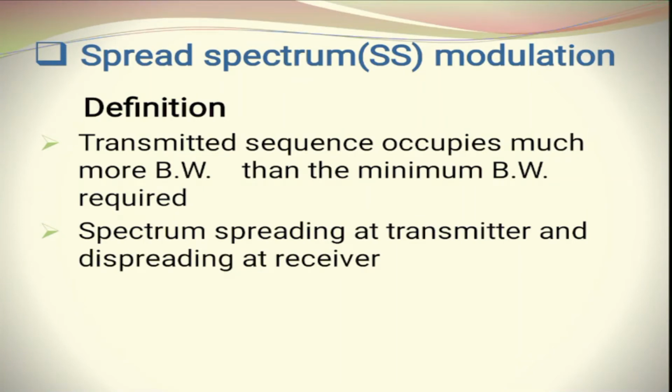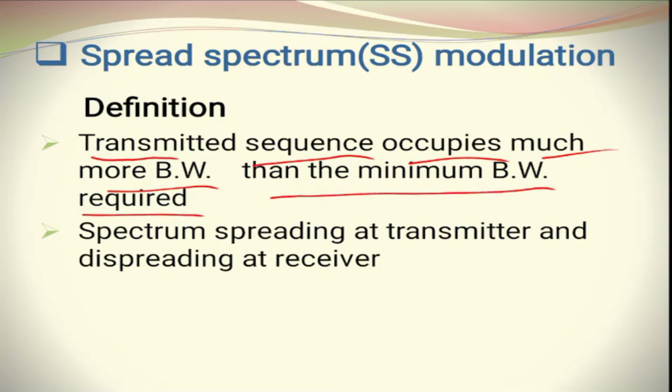We are going to discuss the concept of spread spectrum modulation or communication. Now let us define spread spectrum communication. It is the technique in which the transmitted sequence occupies much more bandwidth than the minimum bandwidth required. So intentionally we are going to increase the bandwidth of the input signal, which is quite a disadvantage, I would say, because it will consume much more space in the channel, but this will provide us the security of the signal.